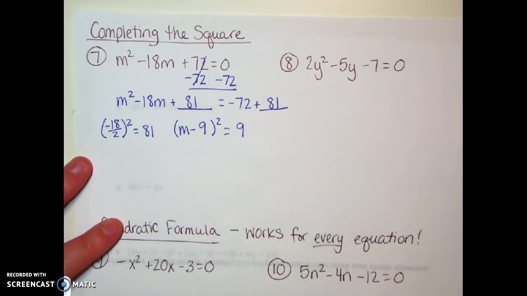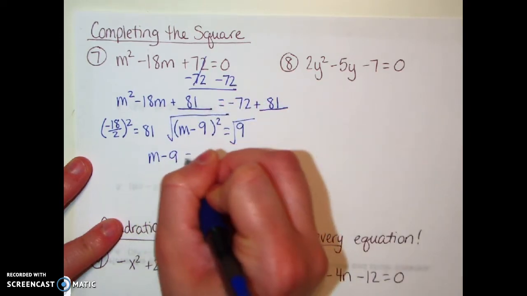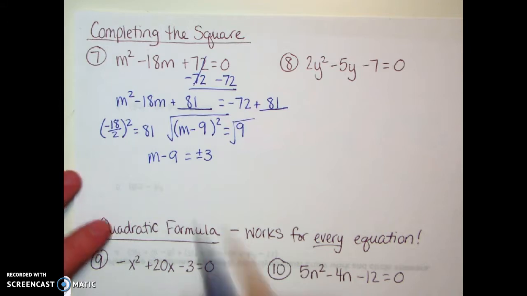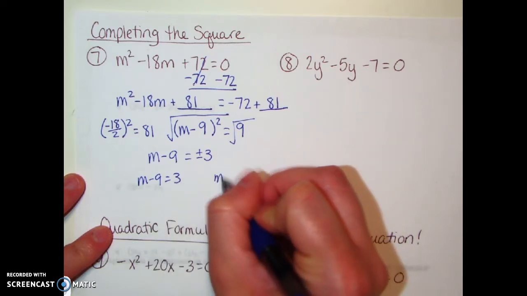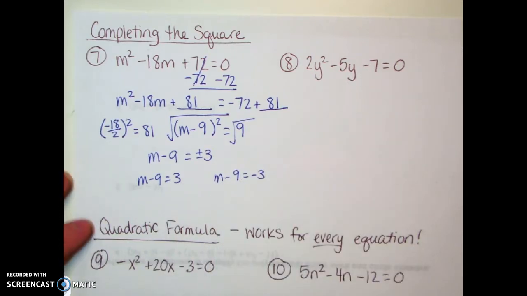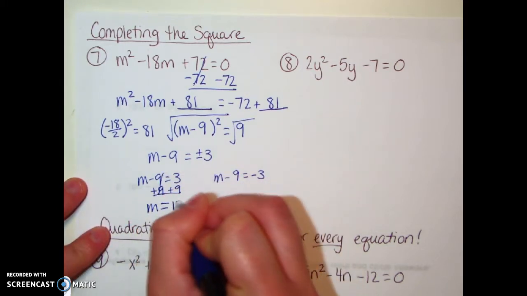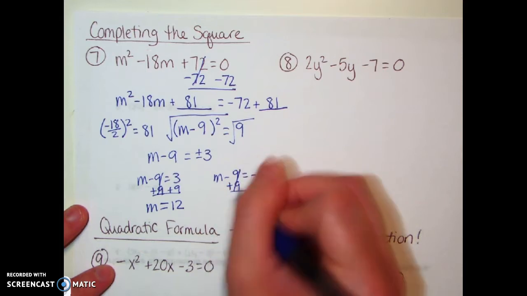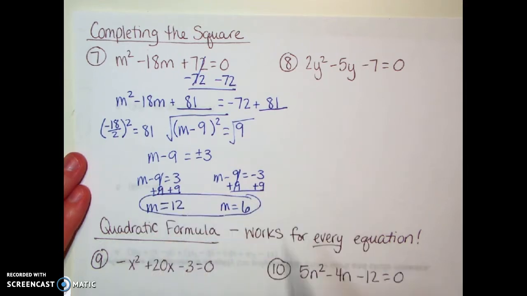Okay, now I square root both sides. So that's m minus 9 equals, square root of 9 is plus or minus 3. You can actually skip this step and go right to this. M minus 9 equals 3. M minus 9 equals negative 3. Solve it for m, so plus 9 here, m equals 12. And over here, add 9. M equals 6. So that is completing the square.